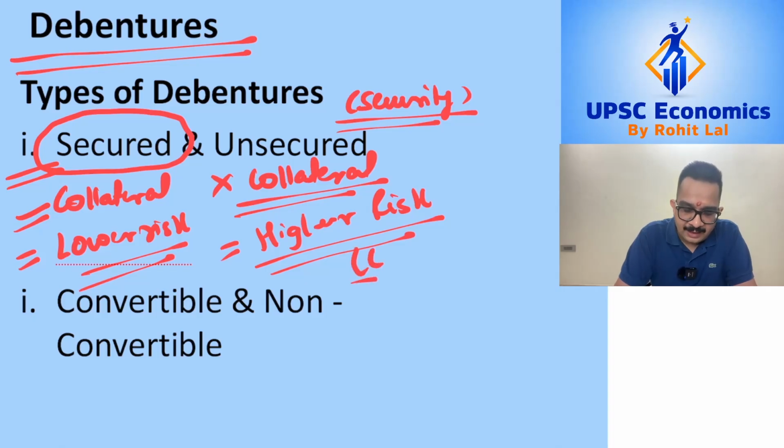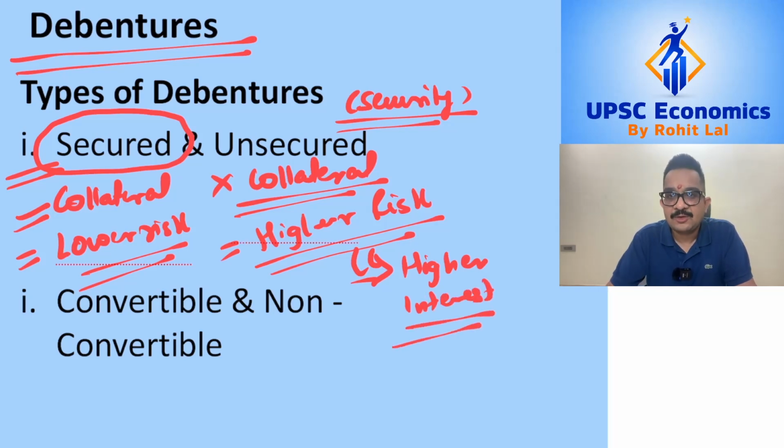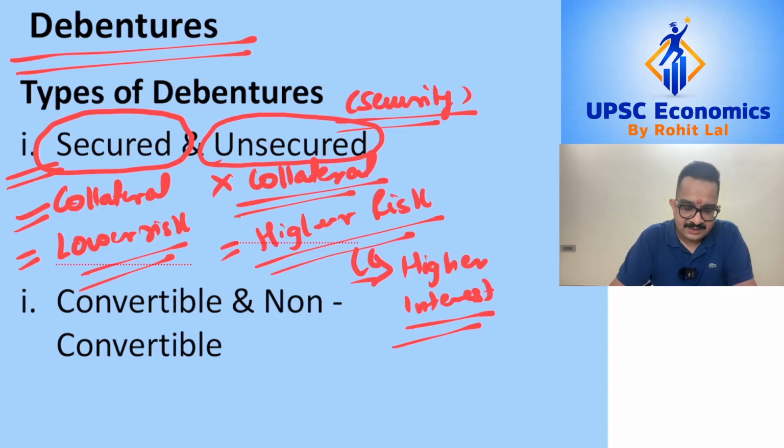So unsecured debentures typically offer a higher interest rate to compensate for the lack of security guarantee. So that is the first way debentures are categorized, which is, are they backed by any form of asset or security, or are they not backed? If they are backed, they are called secured debentures, otherwise they are called unsecured debentures.